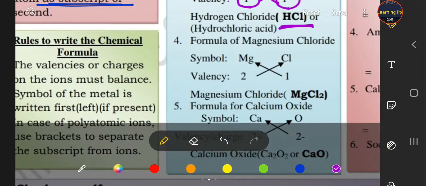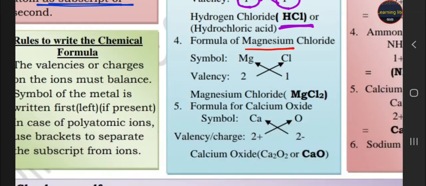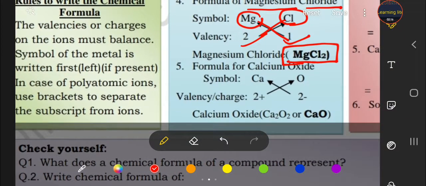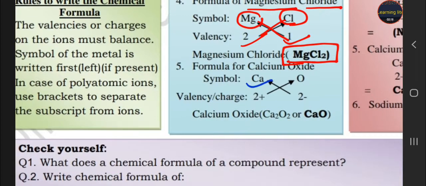Next is the formula of magnesium chloride. Magnesium symbol is Mg, chloride is Cl. Valency of Mg is 2, valency of chloride is 1. After crisscross we get MgCl2. And the last one, the formula of calcium oxide. Calcium and oxide, valency is 2, also 2. After crisscross we get CaO.